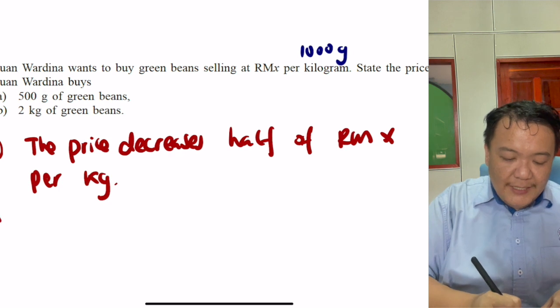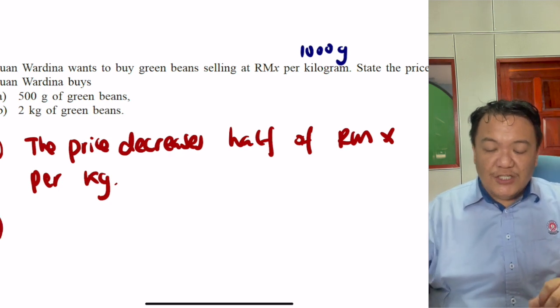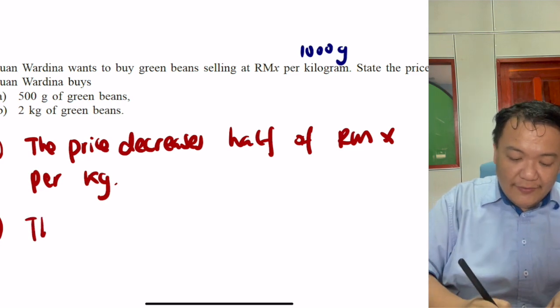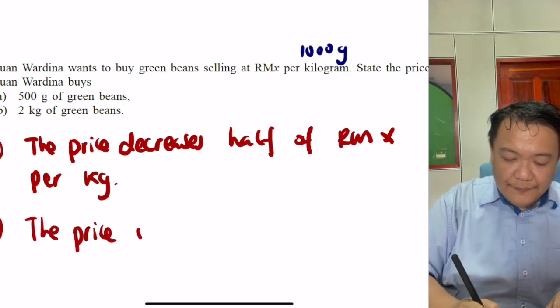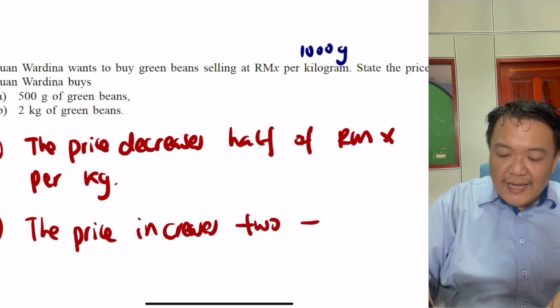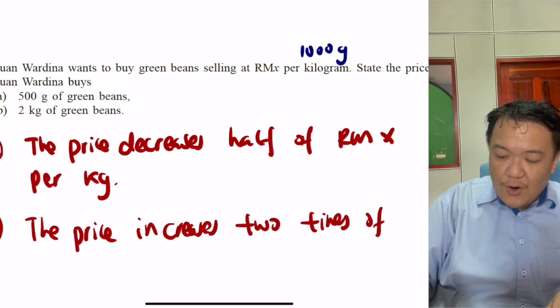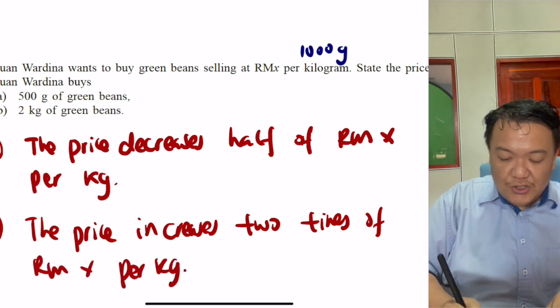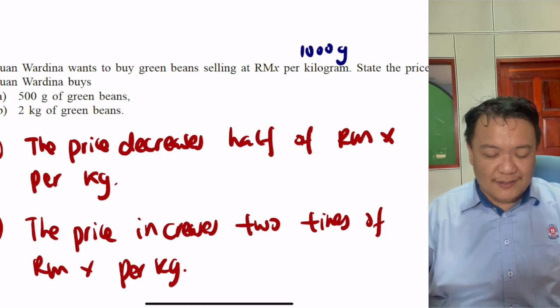Okay, next B, 2 kg. 2 kg is double. Okay, so how can we write? Okay, the price increase 2 times of RMX per kg, ataupun apa-apa ayat yang memberi maksud yang sama.